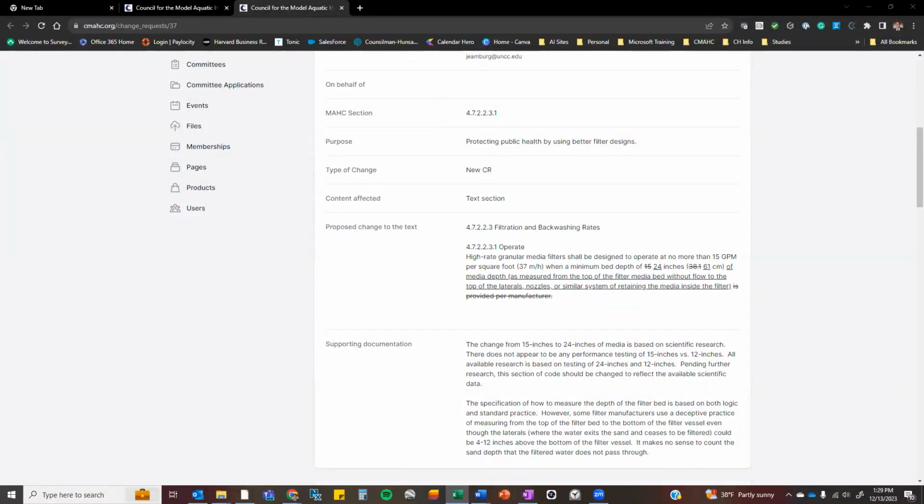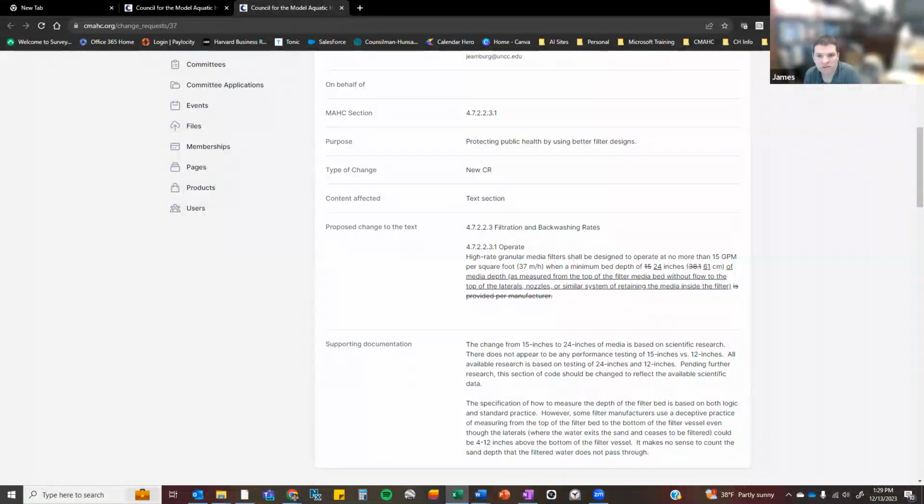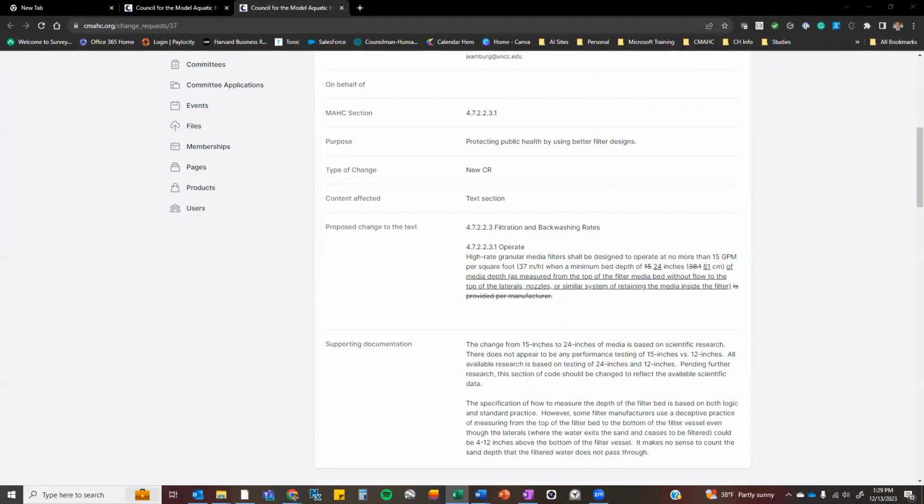James, just another follow-up question. So with the increase to 24, would we still keep the backwash rate at least 15, or would we need to up the backwash rate? No, the backwash rate would be fine. It doesn't change with media depth, just with media size. And that's another shortcoming in the MAC, is it never specifies a media size.